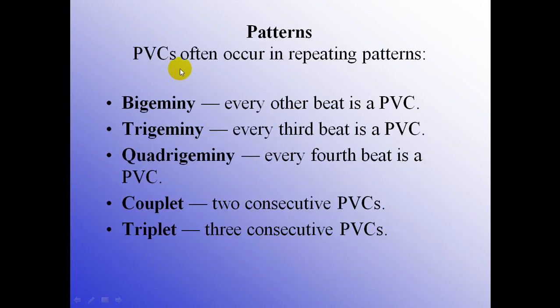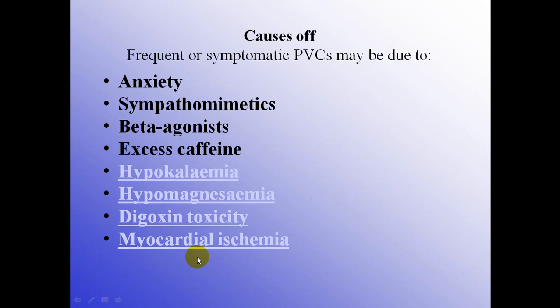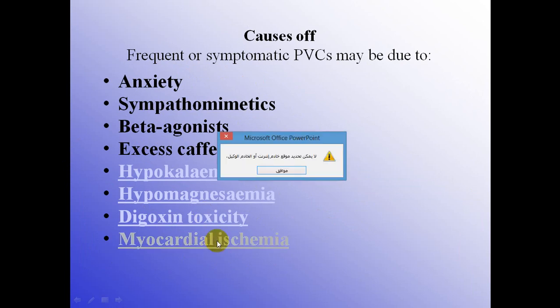So premature ventricular contractions often occur in repeating patterns. Bigeminy, every other beat is the premature beat. Trigeminy, every third beat is an ectopic. Quadrigeminy, every fourth. Couplet, 2 consecutive beats. Triplet, 3 consecutive beats. They may be frequent or symptomatic, while infrequent ones are very common. Causes include anxiety, sympathomimetics, beta agonists, excess caffeine, hypokalemia, hypomagnesemia, digoxin toxicity, and myocardial ischemia.